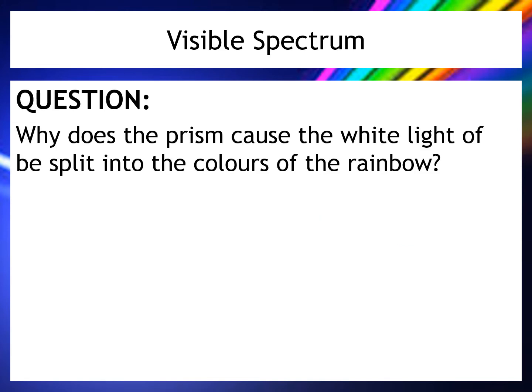So the obvious question is, why does the prism cause the white light to be split into the colours of the rainbow? How does it split the light into that visible spectrum?